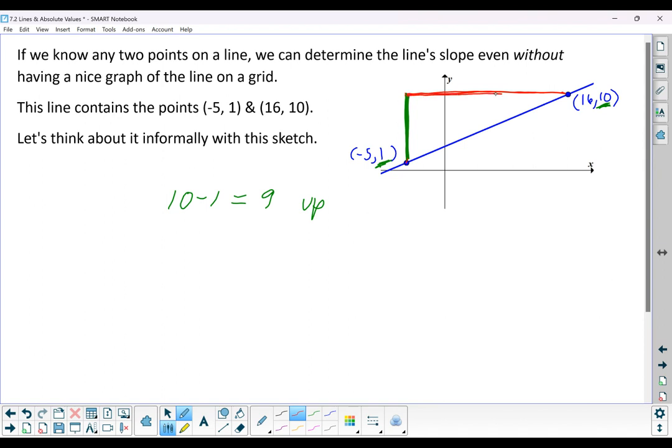And then we want to think about how far over it went. When we think about how far over something goes, we think about the x value. So it started at an x value of -5 and it ended up at 16. And so we have to add the 5. You can think of it as subtracting a negative, but we need to add the distance 5 to the distance 16. So it went over 21.